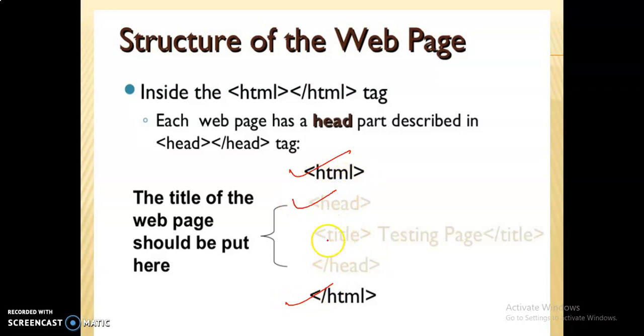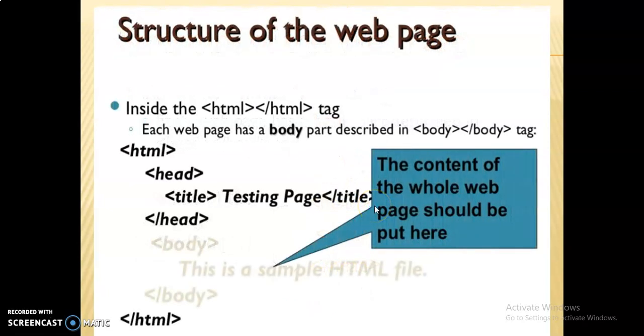Inside the head comes the title. Suppose any title. Here the title is testing page, and the title is closed. So the title is a container tag, and the head is also closing right now, so head is a container tag, and HTML is also closing. HTML is your container tag. There is no empty tag here. All the tags are container tags. Now come to the next.